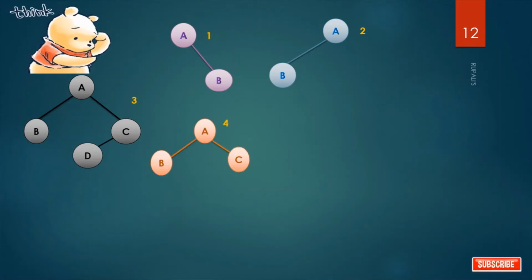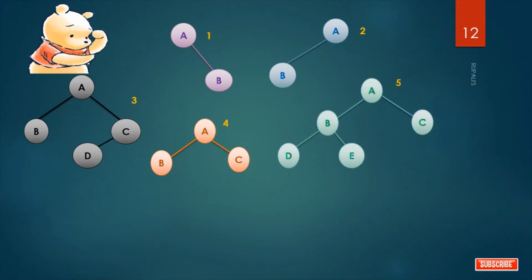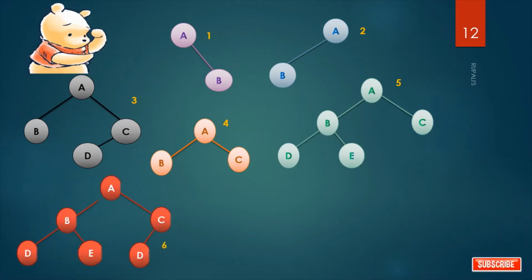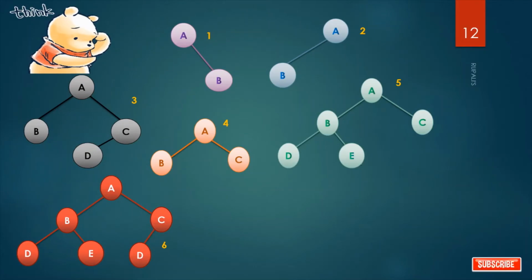Next tree. Is this a binary tree? Yes. Strictly binary tree? Yes. Complete binary tree? Yes. Almost complete binary tree? Yes. Next tree. Is this a binary tree? Yes. Strictly binary tree? Yes. Complete binary tree? No. Almost complete binary tree? Yes. Next tree. Is this a binary tree? Yes. Strictly binary tree? No. Complete binary tree? No. Almost complete binary tree? Yes.